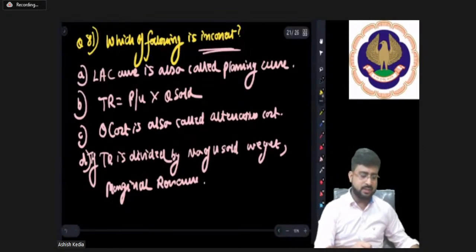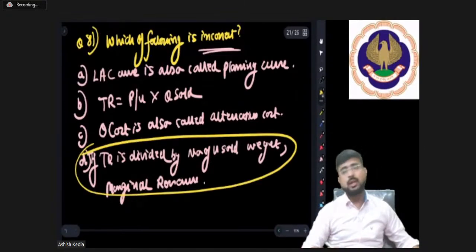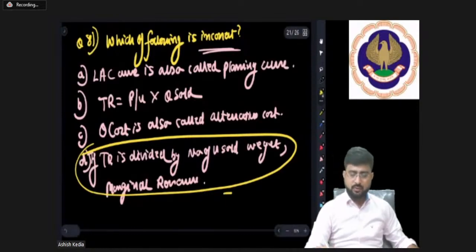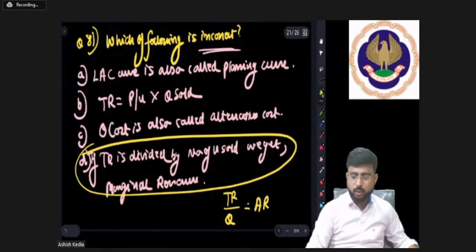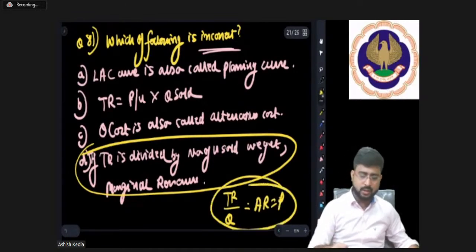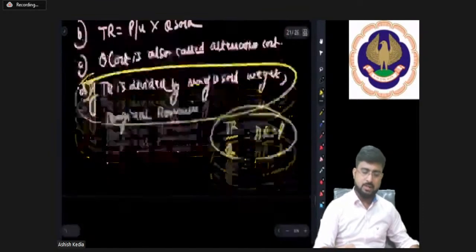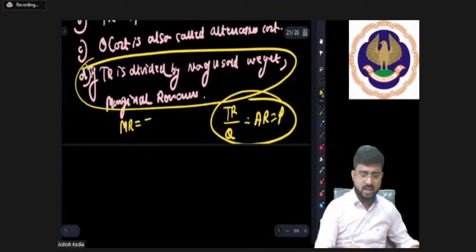So C. First of all, guys, the answer is obviously D. And remember why? Because here, if you divide total revenue by units sold, it's basically average revenue or price of the product that you are talking about. How can you call it marginal revenue? Marginal revenue is the change in total revenue.